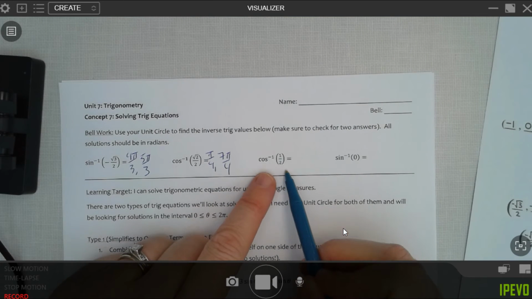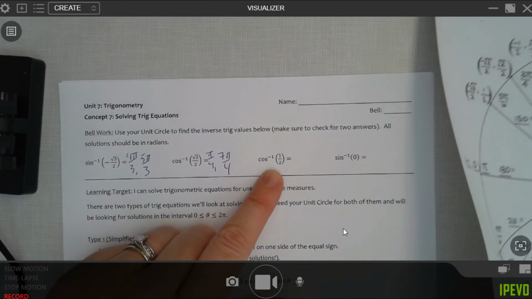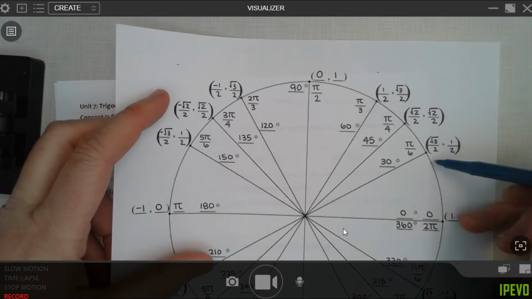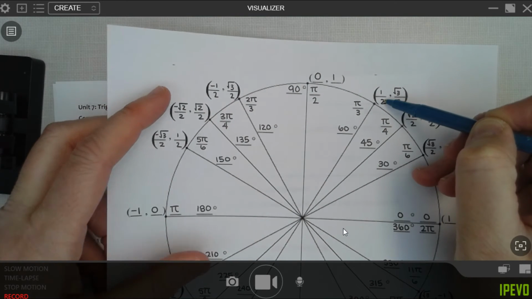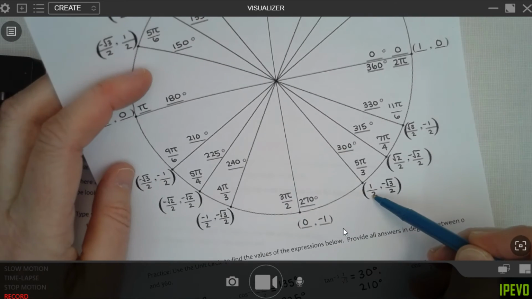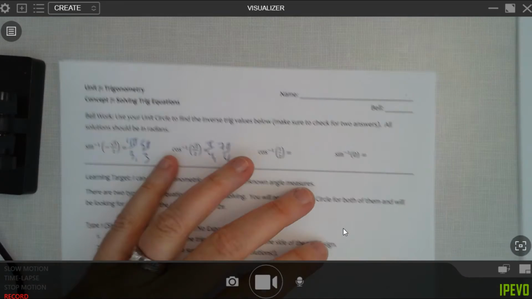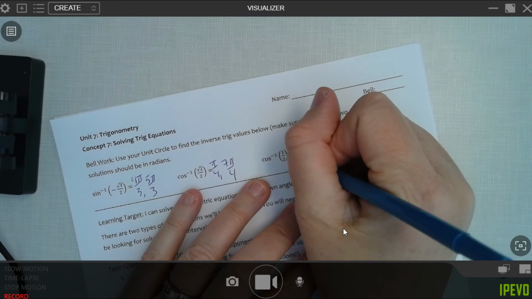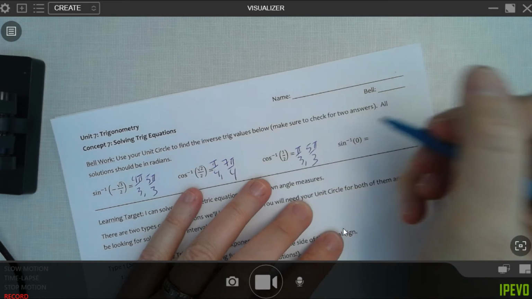So cosine is a half. So again, that's your x value. So I'm looking for an x value of a half. So right here is an x value of a half at pi over 3. And then down here is an x value of a half. So that's 5 pi over 3. So pi over 3 and 5 pi over 3.